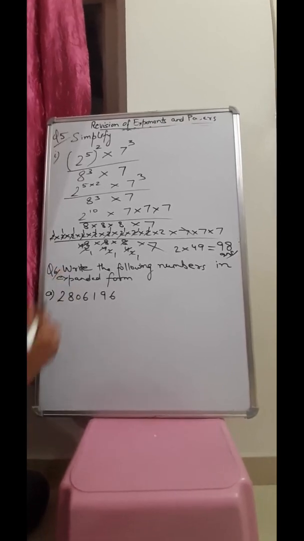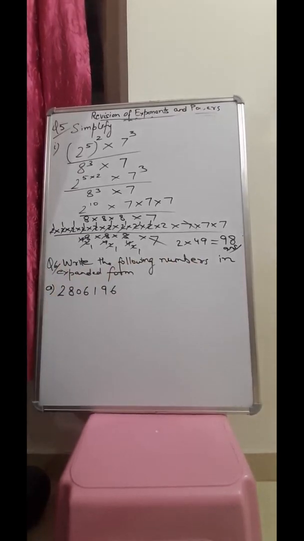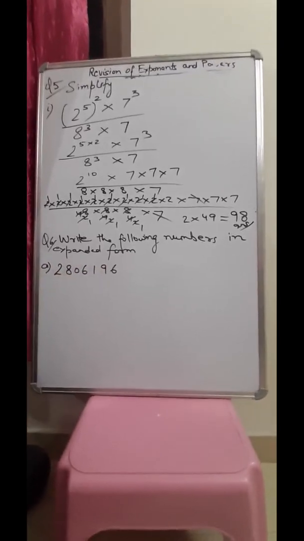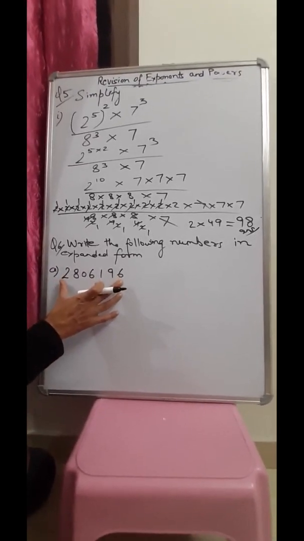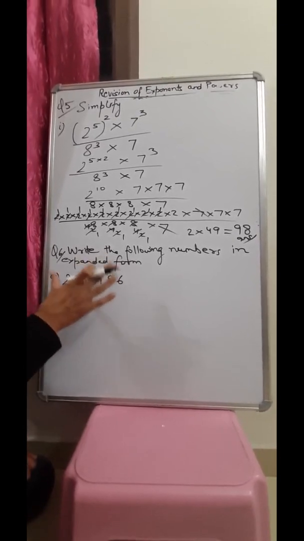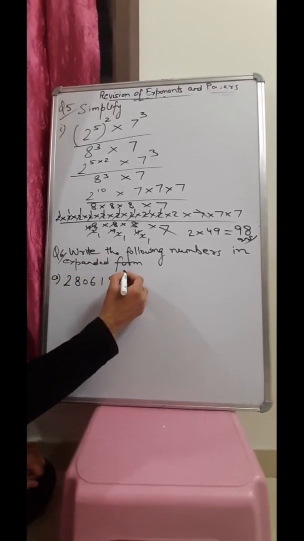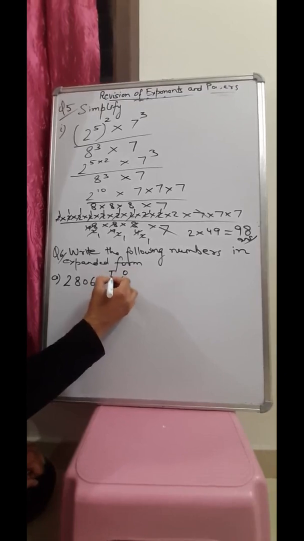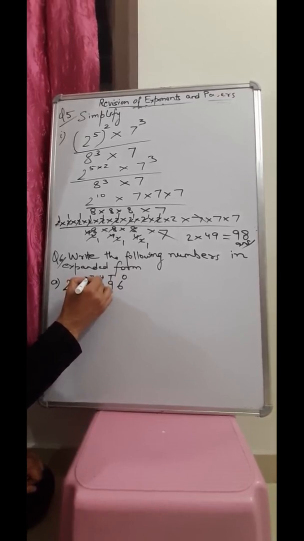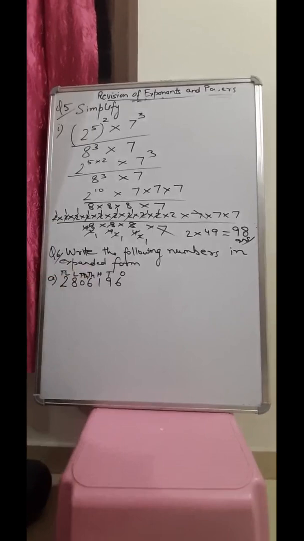Now question number 6 is: write the following numbers in expanded form. Here the number has been given to us and we have to write it in expanded form. To write this number in expanded form we have to use the exponents. So first, as a step, I am writing the place value of each digit. This is ones, tens, hundreds, thousands, ten thousands, lakhs, ten lakhs. So first I have written the place value of each digit.